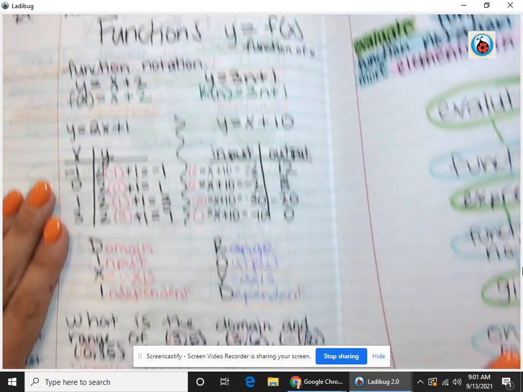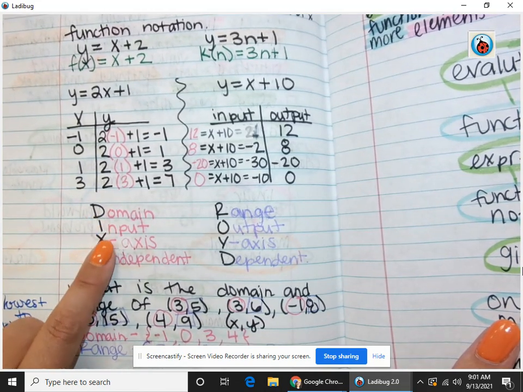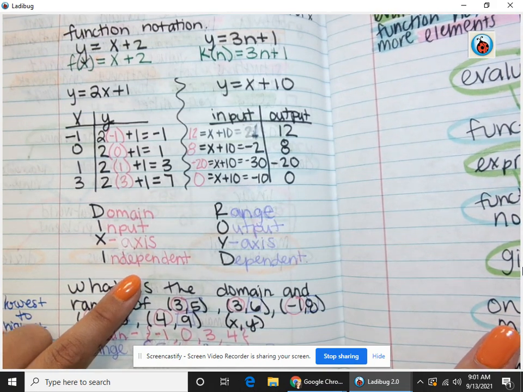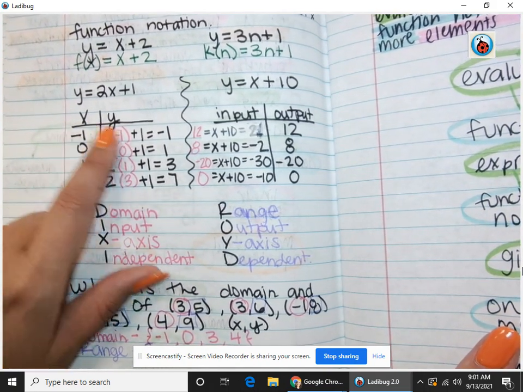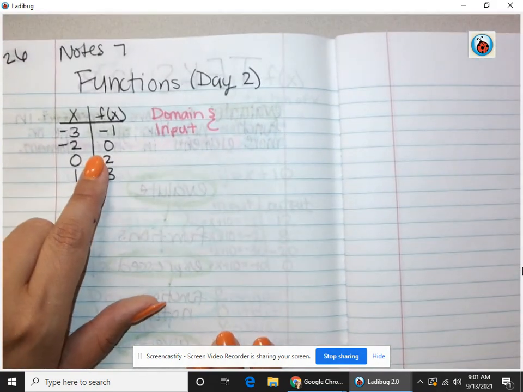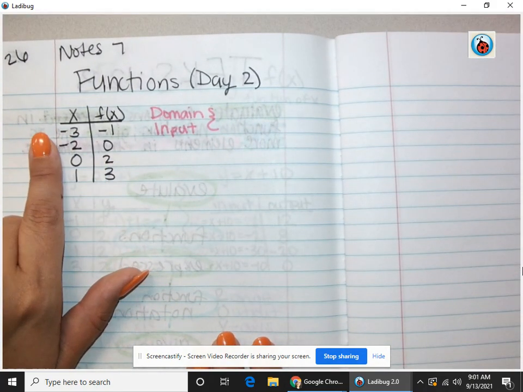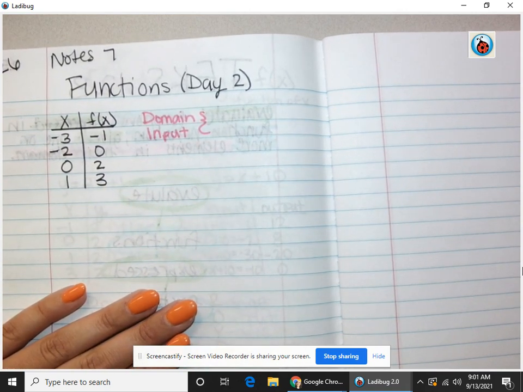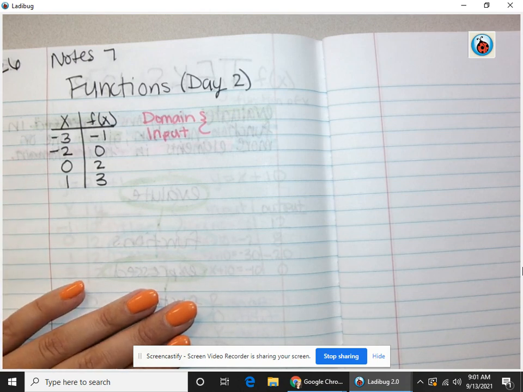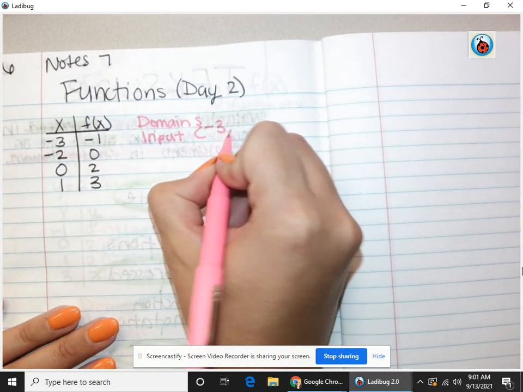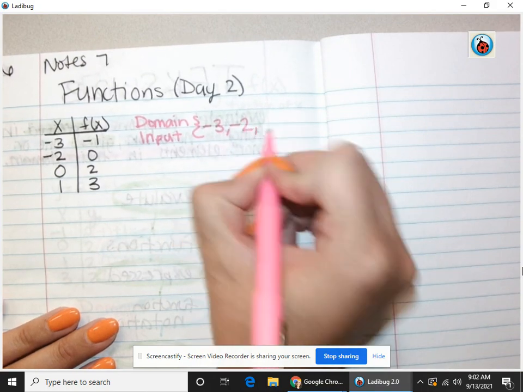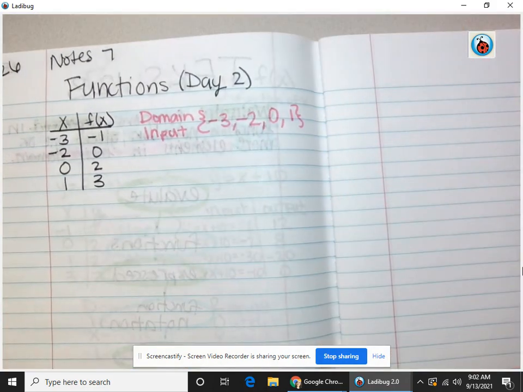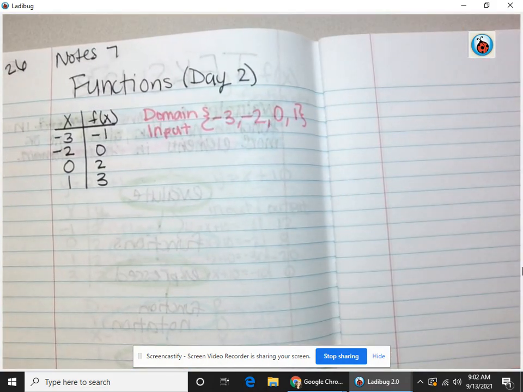Let's look back. Dixie-Void. Dixie, domain, input, x-axis, independent. So when I'm looking at it, is it my x's or my y's? If I'm looking at my domain here, which one's my domain? My x's or my y's? X. My x's. It's got to be from lowest to highest. So my lowest number of my x's is? -3. Then what? -2. Then what? 0. And finally? 1. That's all it's asking for when it's asking for our domain or our input.